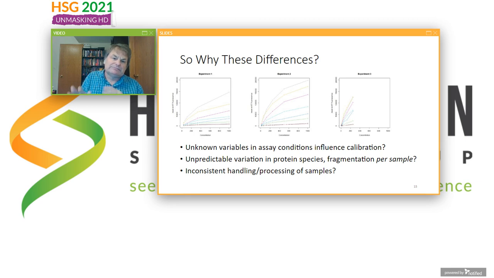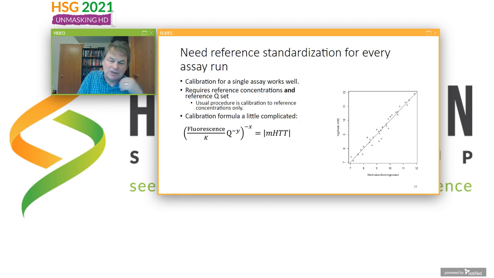And this, to some extent, is biological, but also could be an artifact. It could be one of the artifacts that can come up from inconsistent handling and processing of samples, and there are always more potential problems in that area than we understand. So it's a little unclear what's going on. But in any case, it does look like that within a given assay, we can come up with a calibration that works well for that assay.